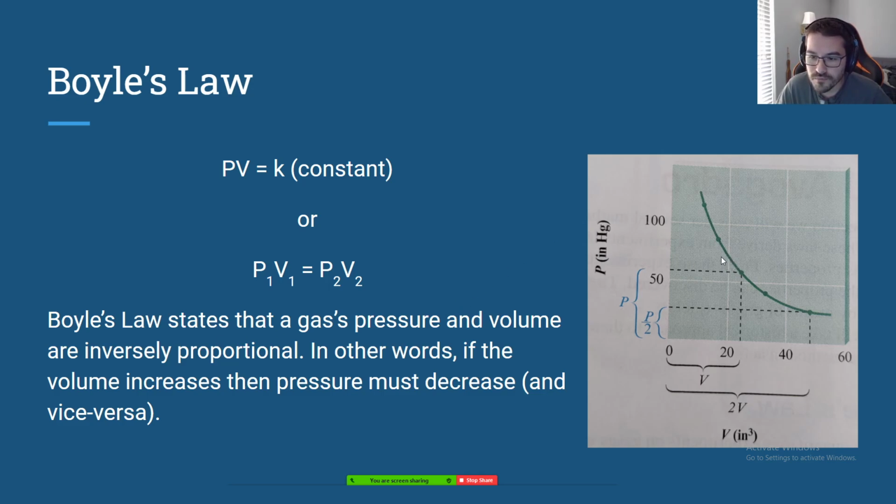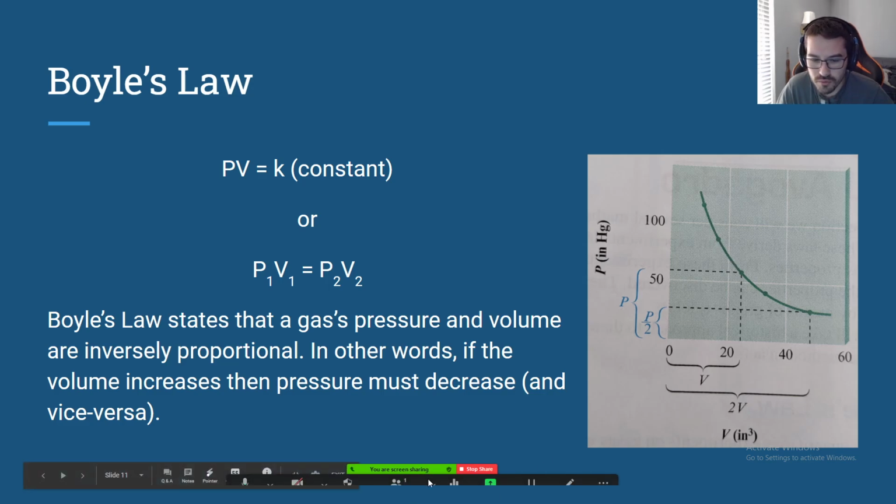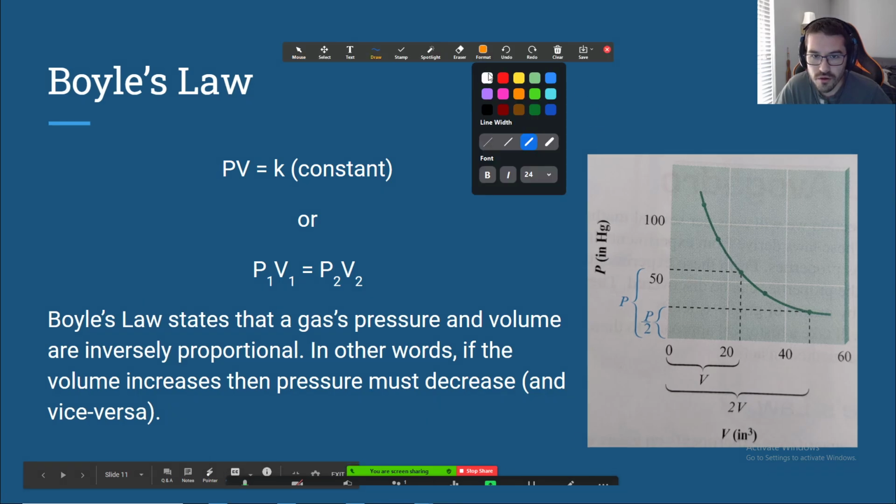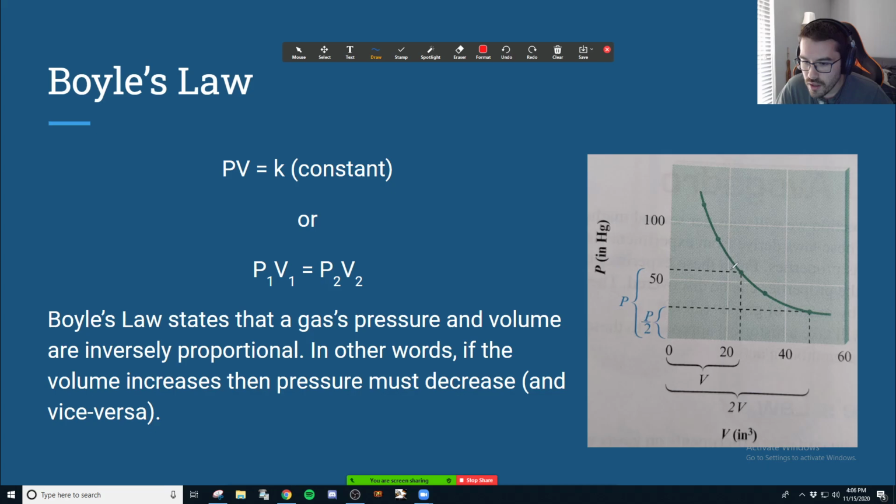So if you take a gas, let me draw on this graph here. Let's say you have a volume of exactly 20 something inches cubed, and your pressure then would be, somewhere between 50 and 100, maybe 70 inches of mercury. If you double the volume of your container, your pressure is going to have to be cut in half. Okay, so that's what Boyle's law says.